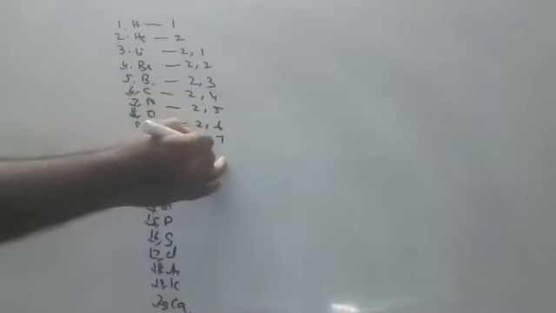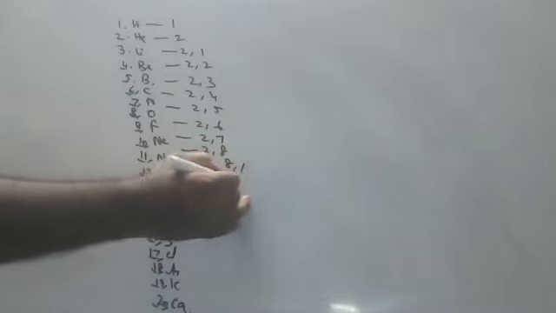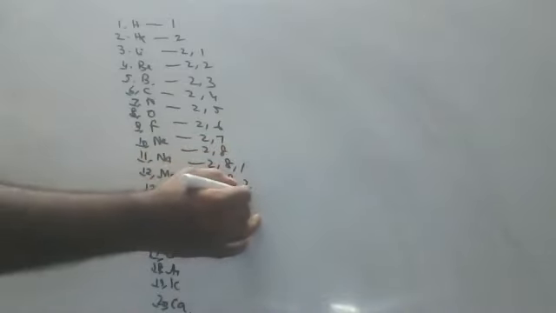Okay. Now, hydrogen has atomic number 1, so the configuration is 1. Helium is how much, children? 2. Lithium is how much, children? 2, 1. Beryllium is how much? 2, 2. You should be in a position to write the configuration compulsorily. Boron 2, 3. Carbon 2, 4. Nitrogen 2, 5. Oxygen 2, 6. Fluorine 2, 7. Neon 2, 8. Sodium 2, 8, 1. Magnesium 2, 8, 2. Aluminium 2, 8, 3.